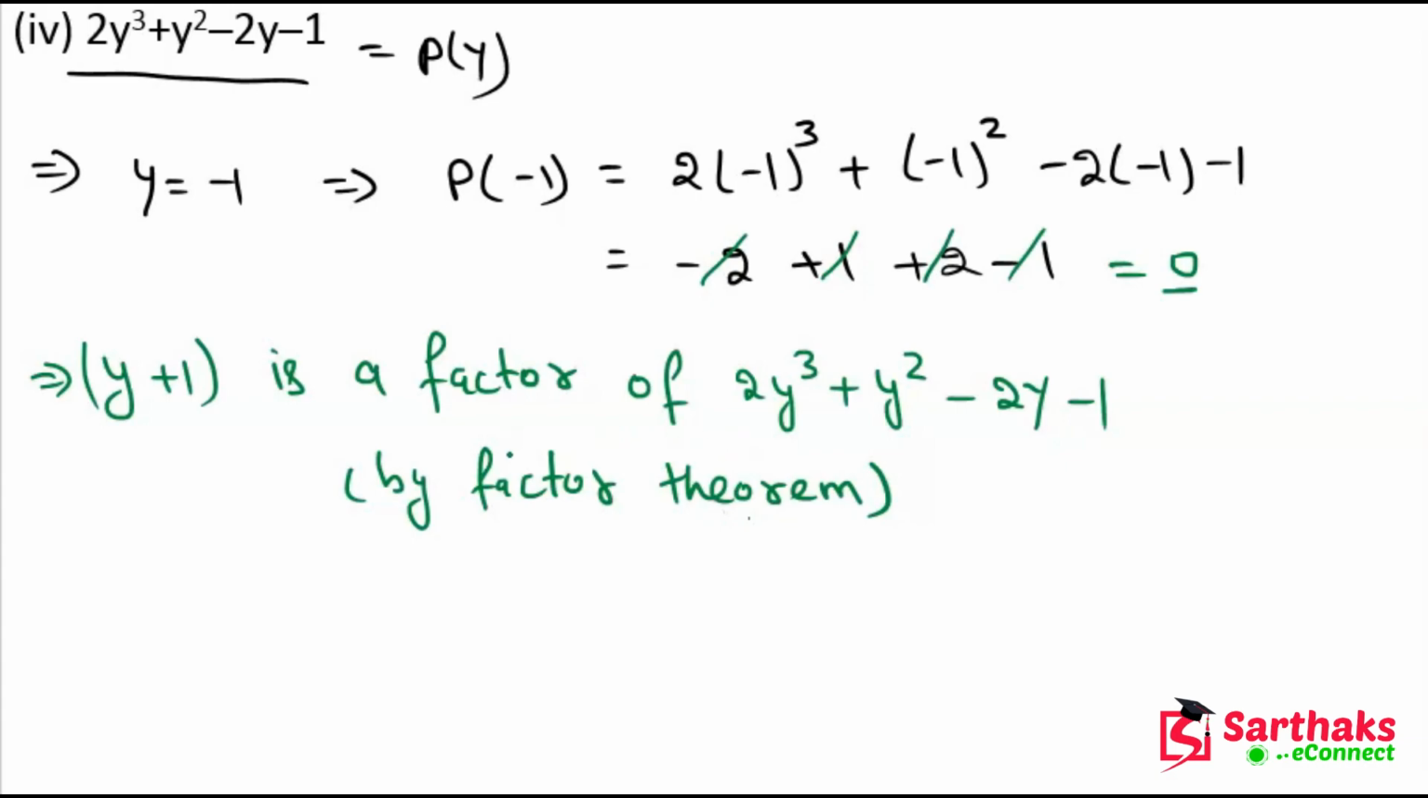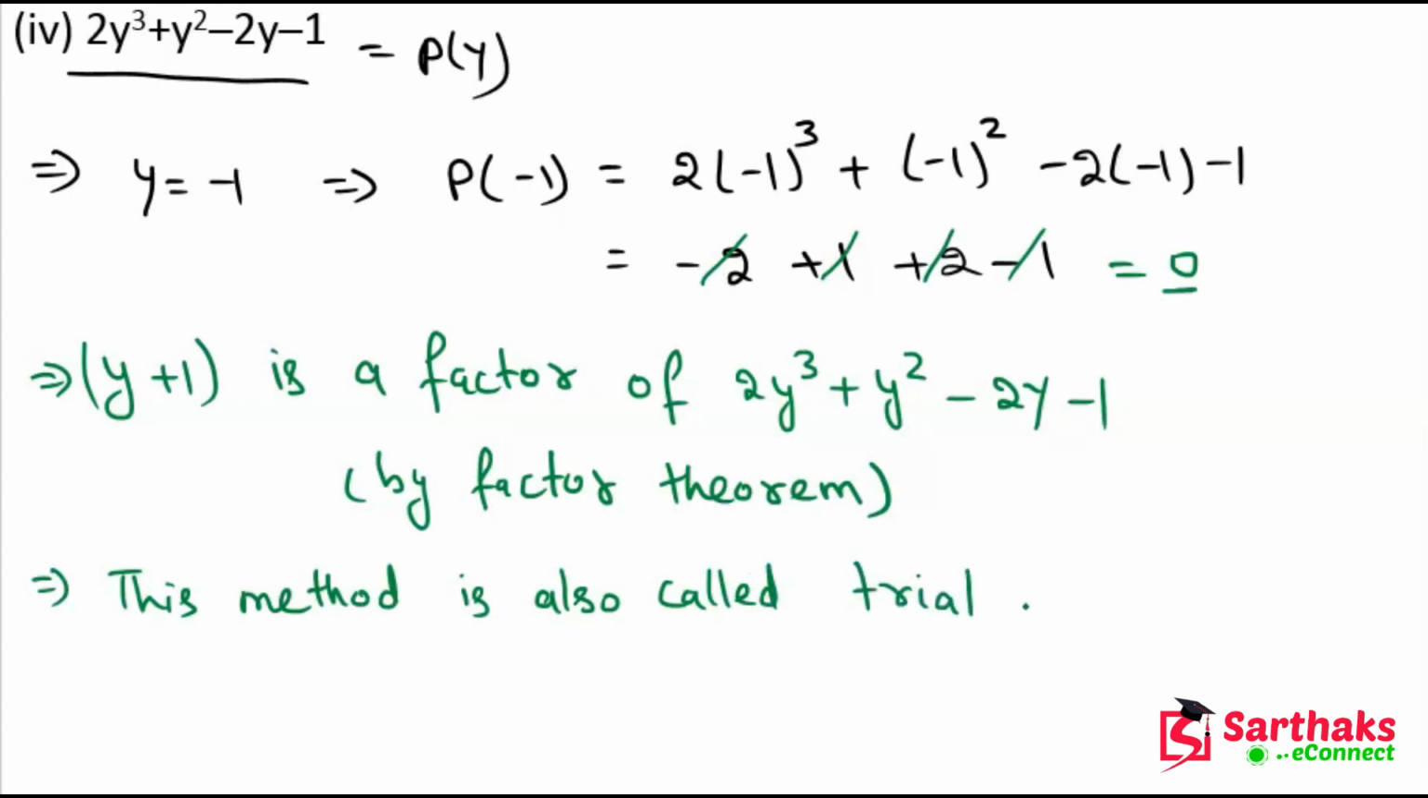Now, my dear friends, one more thing is that this method of finding one factor of the cubic polynomial is also called the trial method, because we are doing trial for finding the remainder 0. So this is also called the trial method.